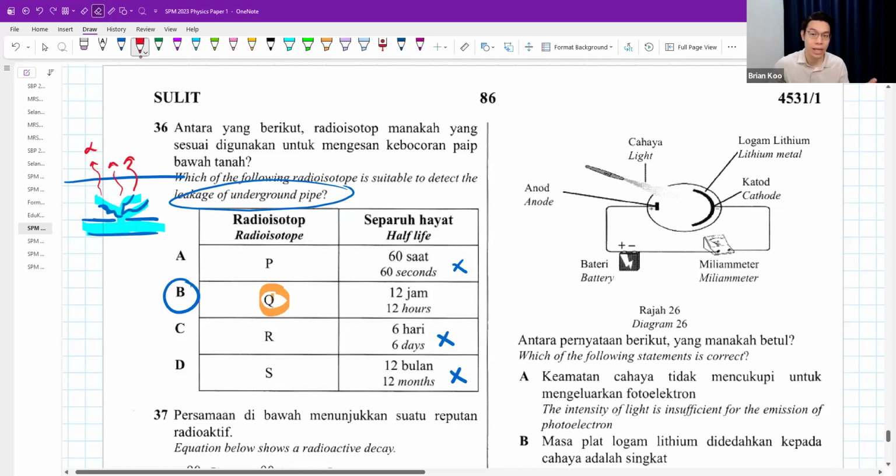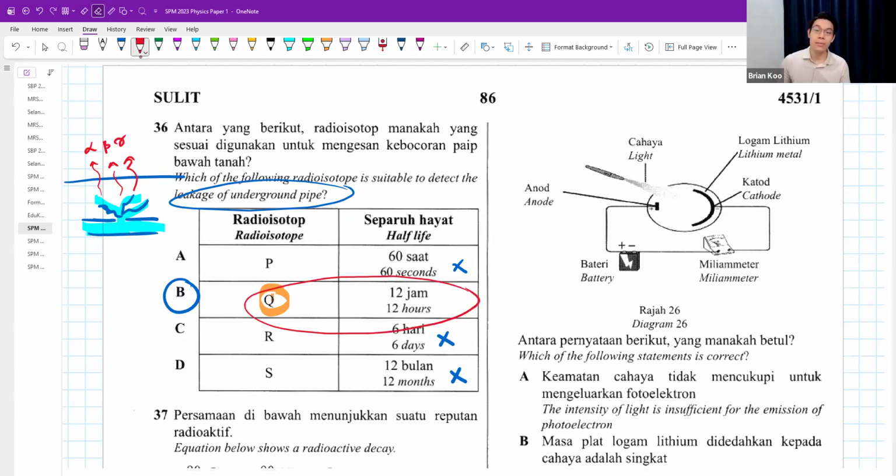Maybe it could be an alpha radiation or beta or gamma radiation, either one. Yeah, 12 hours is good. It gives us enough time to find where the leakage point is. And also, 12 hours is not too long, in a way that it will become stable on its own pretty fast. Every 12 hours, the radioactivity will cut down by half. So it becomes less radioactive by half, less radioactive by half. That is what we call half-life. Not too long, not too short.